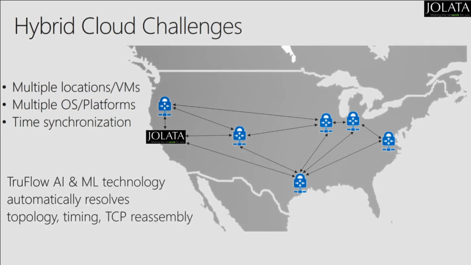And that's exactly what TrueFlow has done. We use machine learning techniques, we use AI, we automatically resolve topology issues, timing issues, and TCP reassembly issues that are really pernicious from keeping you from understanding what's happening in your network.